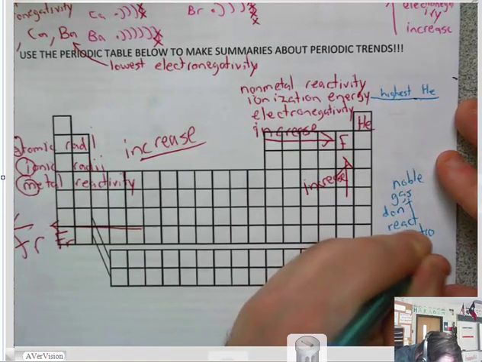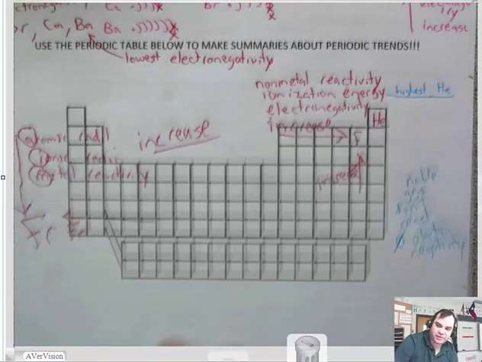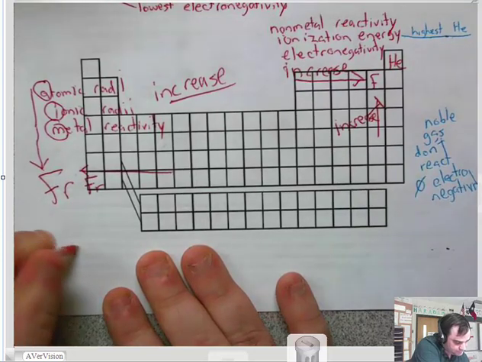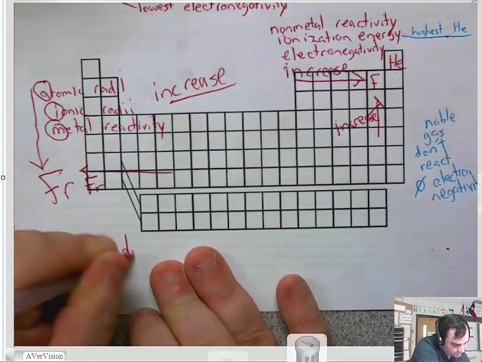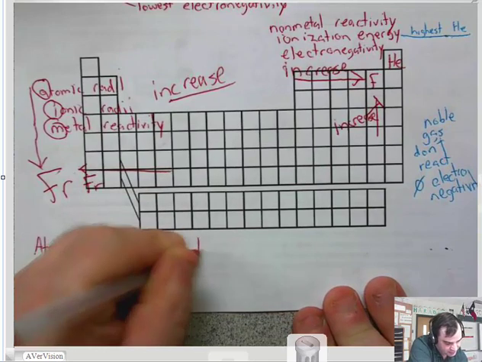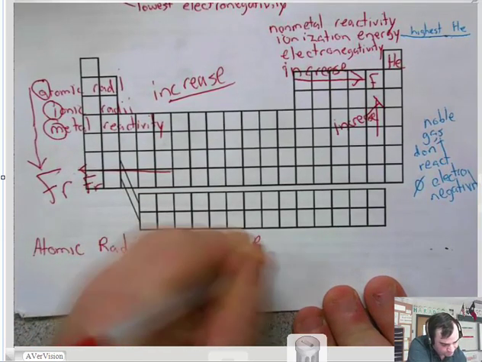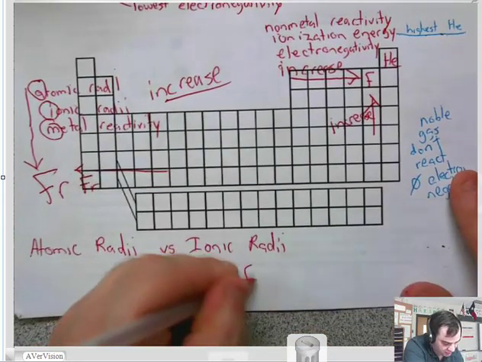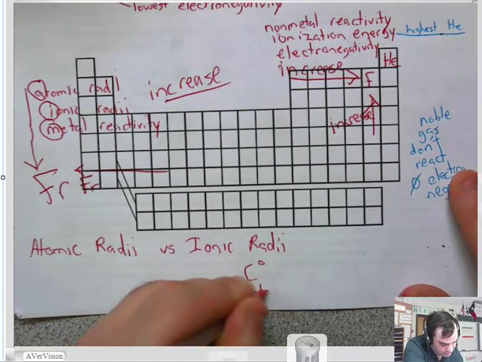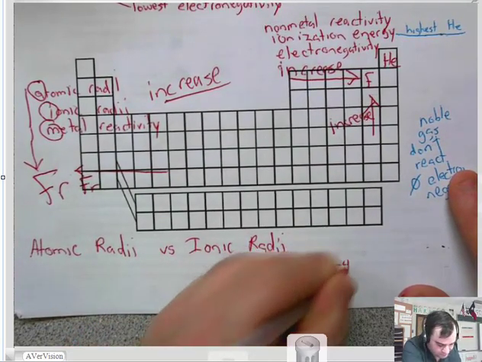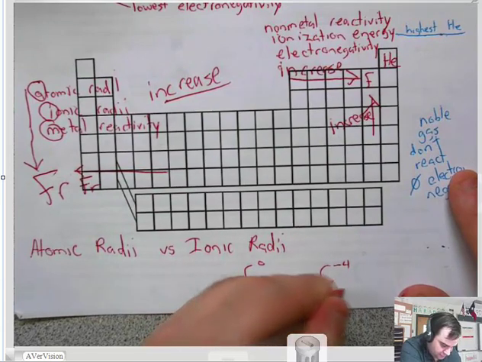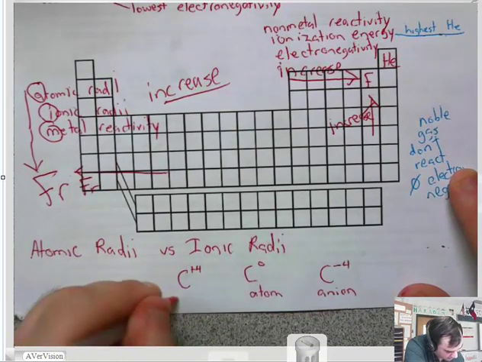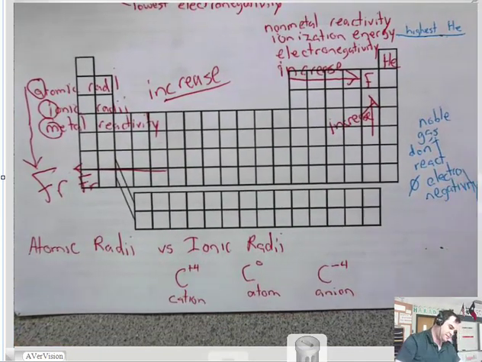Okay, I have to go over one more concept really quick in this video. Explaining the difference between atomic radii versus ionic radii. The example I'm going to look at here is C0, which is the atom. I'm going to look at C minus 4, which is the anion. And I'm going to look at C plus 4, which is the cation. Okay?